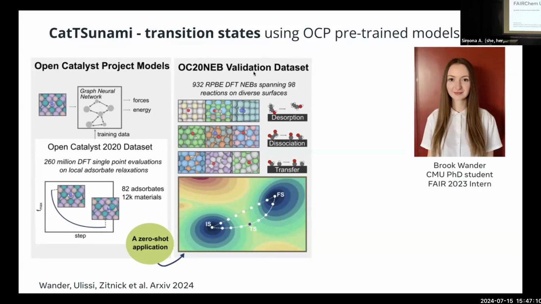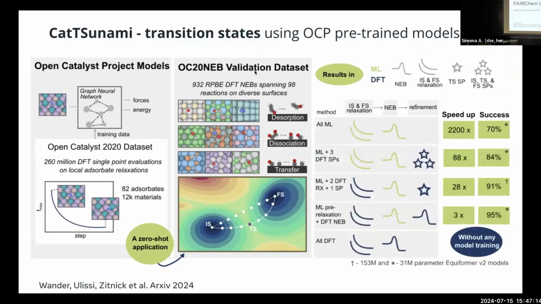We originally thought it was going to be a training data set, but it turned out we could just use this as validation. And a similar strategy works really well in this case. If you just take one of our pre-trained checkpoints that are already available online and do an optimization to find the transition state between the 2 points, you get something like a 2200-fold speed up, and you get the same answer as you would have gotten with DFT 70% of the time. 70% is pretty good, zero shot, no additional data.